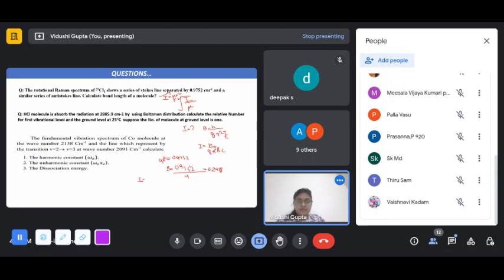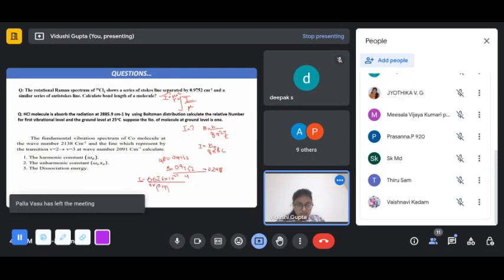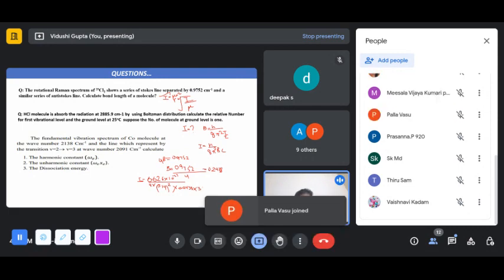I is equal to 6.626 into 10 raised to minus 27 divided by 8 into 3.14 whole square into B, it's 0.2438, into 3 into 10 raised to 10. So what will be the value after solving it?